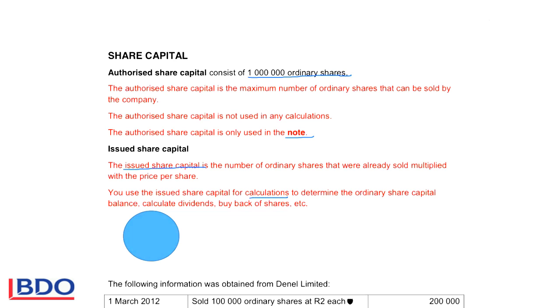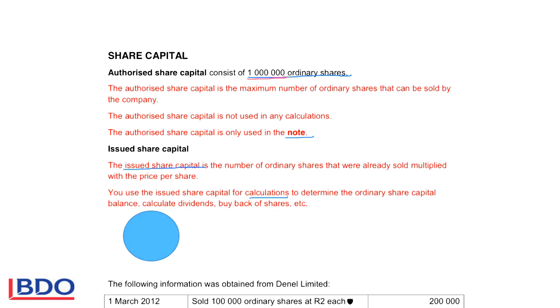If you have to calculate dividends, you will use the number of issued shares to multiply with the dividends to determine what is the amount that must be paid back. If there's a buyback of shares, you will use this issued share capital to do those calculations. Now, if we look at this blue ball, this is like a cake. And this full cake is the total number of shares that the company can issue. So in this blue ball, there is 1 million shares.